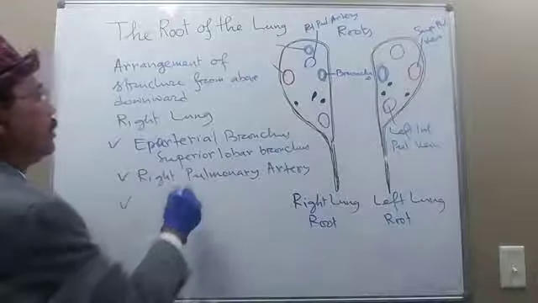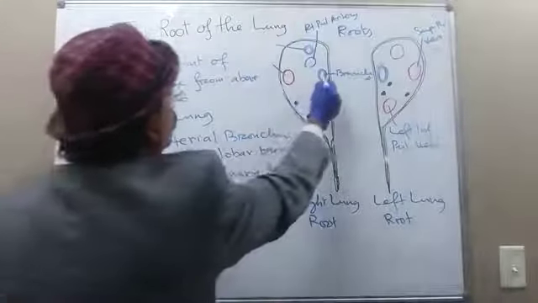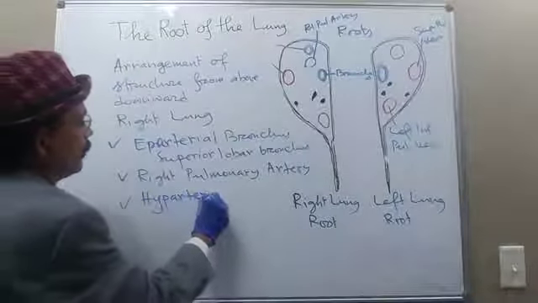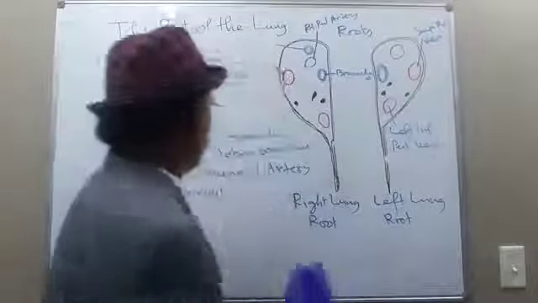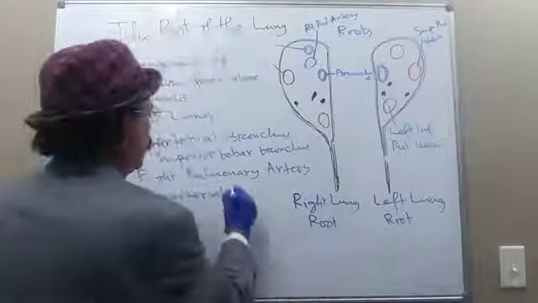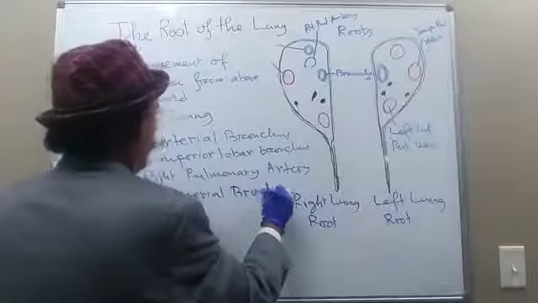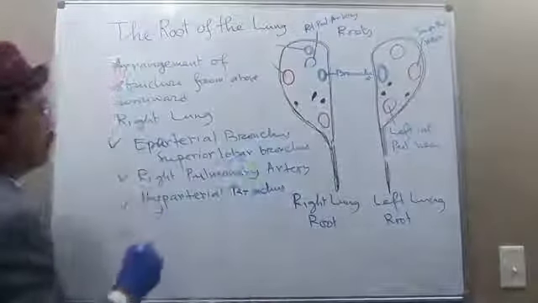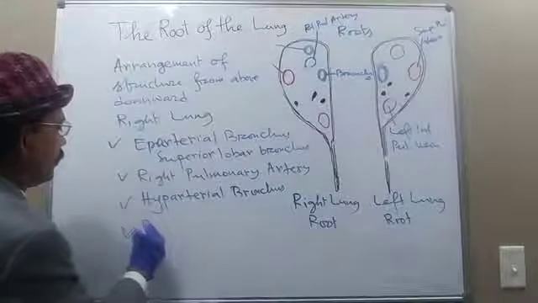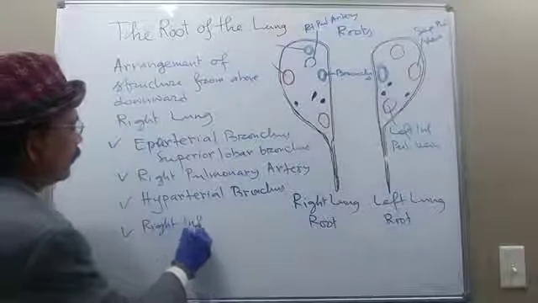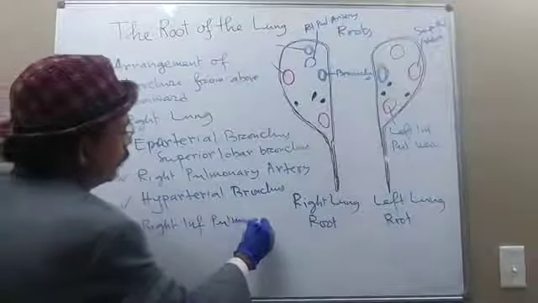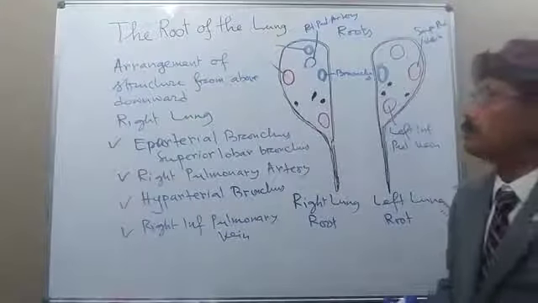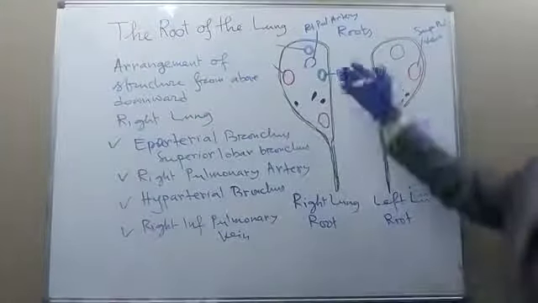Then we'll get the hyparterial bronchus, that goes to the lower lobe and middle lobe of the right lung. Okay, hyparterial bronchus. Then going from above downward, we'll get the right inferior pulmonary vein. Okay, we got the arrangement of the structures from above downward.